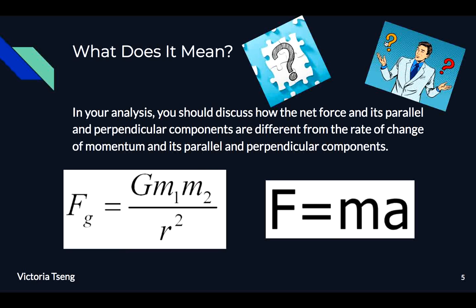So what does this all mean? The lab asks us to discuss how the net force and its parallel and perpendicular components differ from the rate of change of momentum and its parallel and perpendicular components. For the momentum principle, we know that Fnet is equal to its respective dp/dt. However, they differ in how they are calculated. Fnet is calculated through the gravity formula, and dp/dt is calculated through the following logic.